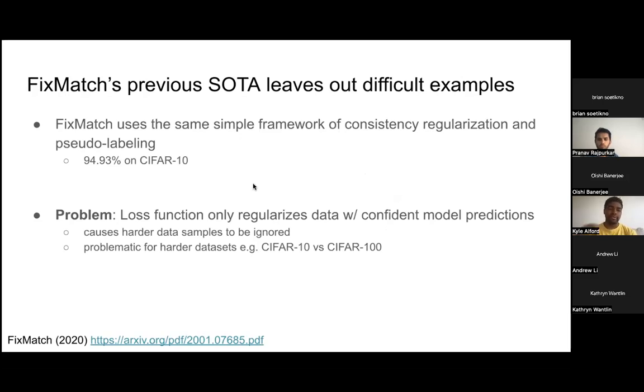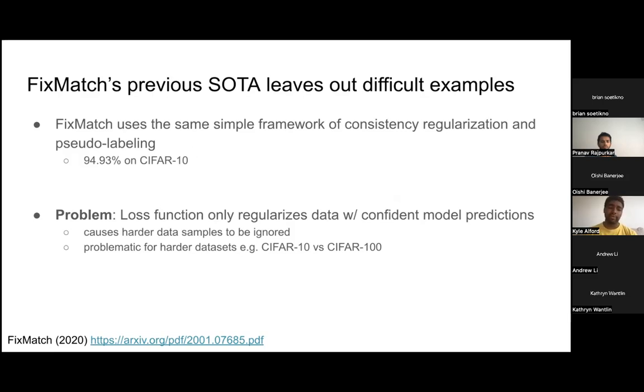The previous state of the art that DoubleMatch is building on is called FixMatch. It's out of a team from Google AI, I believe. The team behind DoubleMatch postulates that FixMatch leaves out difficult examples. I'll go into exactly what their framework was, but it uses the same framework of consistency regularization, in the form of augmenting the images, and then pseudo labeling, and it was able to achieve around 95% on CIFAR-10.